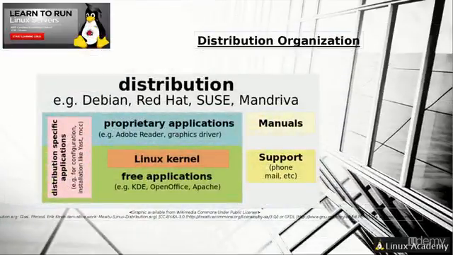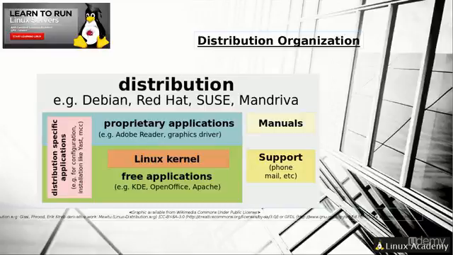So how is a distribution organized? Regardless of what the distribution is, whether it's Debian, Red Hat, SUSE, Mandriva, and a number of other distributions, there are a number of things that they have in common. All distributions for Linux come with a set of manuals, and those manuals pertain to the applications, libraries, configurations that are installed in that distribution, and they're generally referred to as man pages.